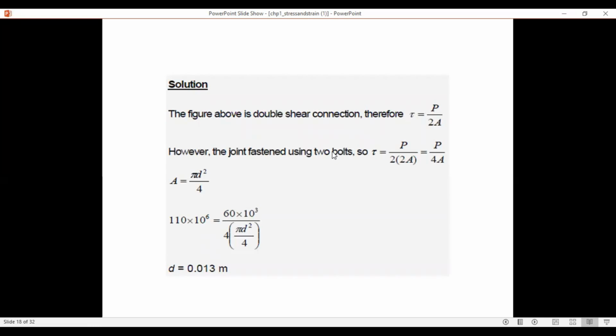So how to solve it? For the double shear connection, tau is P over 2A, where our area A is pi d squared over 4. Since we are using two bolts, we multiply the 2A by 2, so it becomes P over 4A. When we have the area value and the P value, we can identify the diameter. As we solve this equation, we get the diameter 0.013 meter.